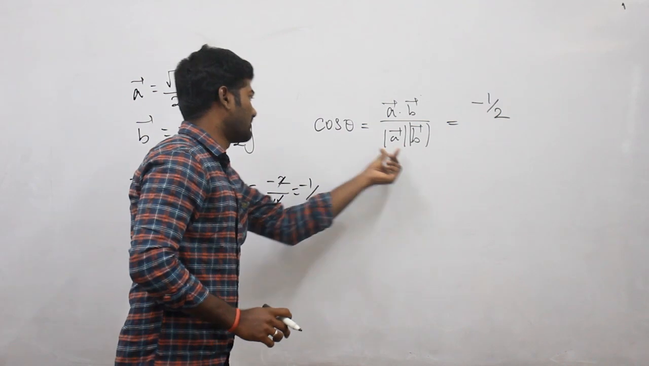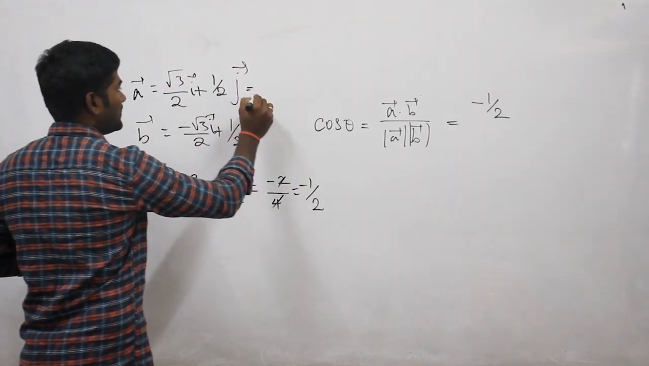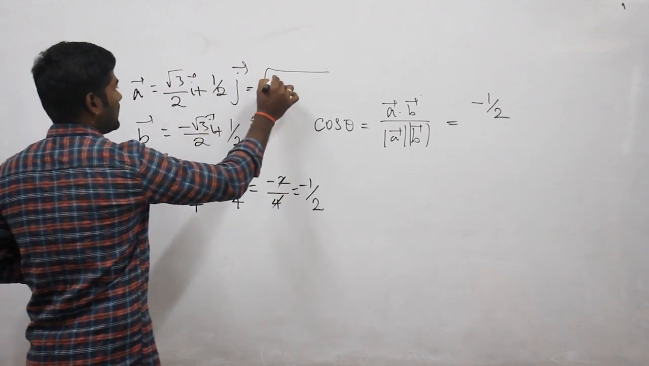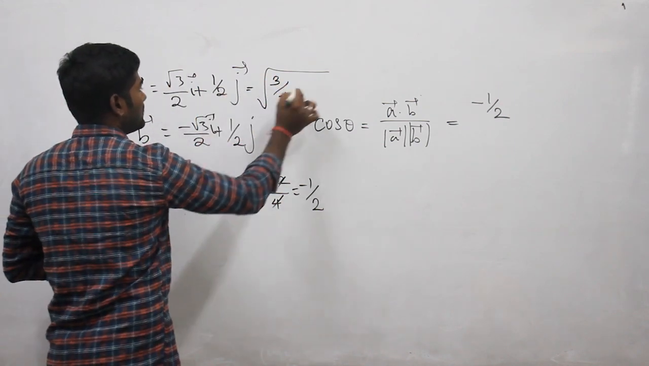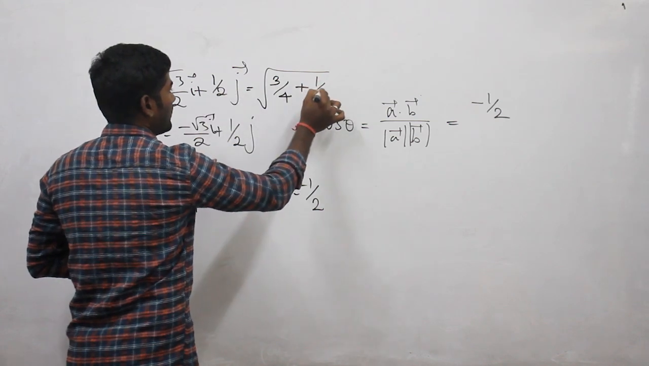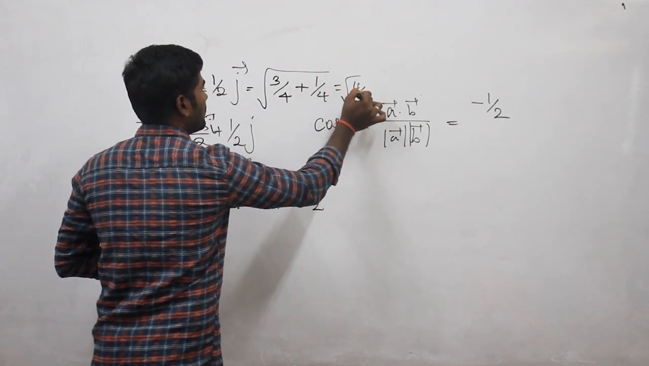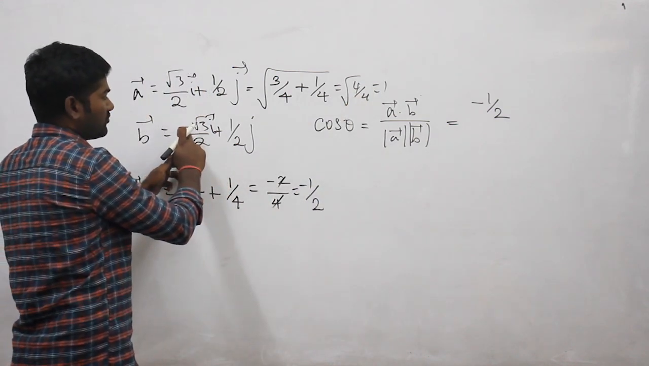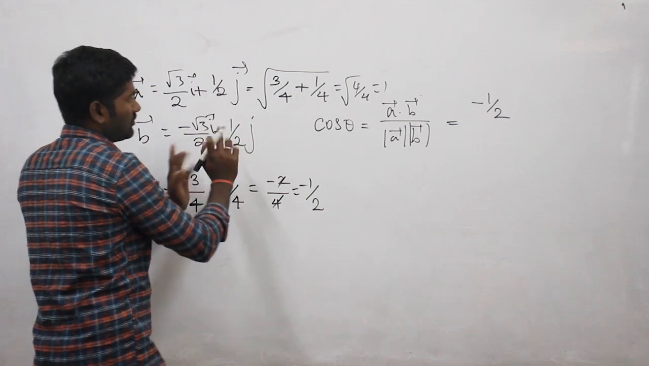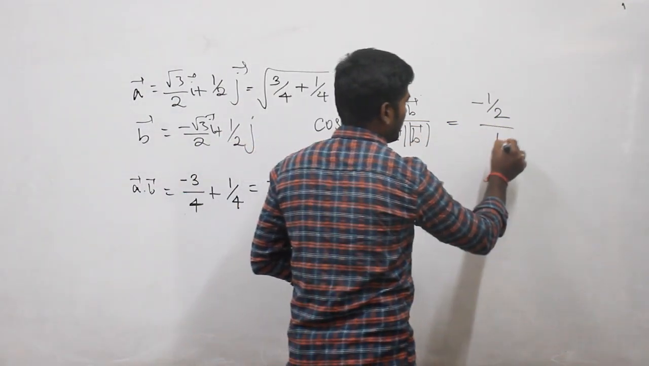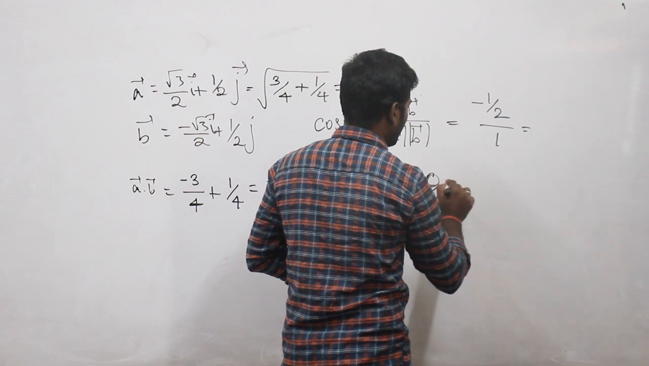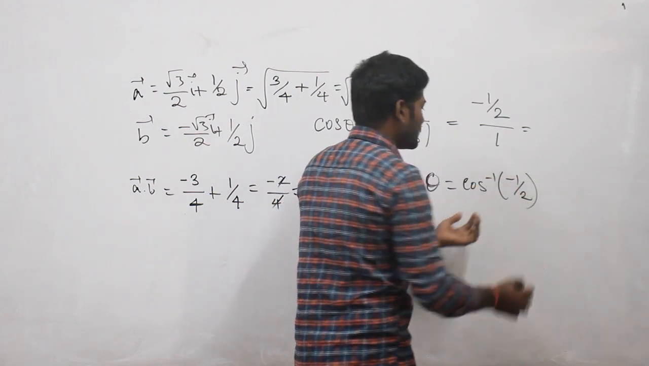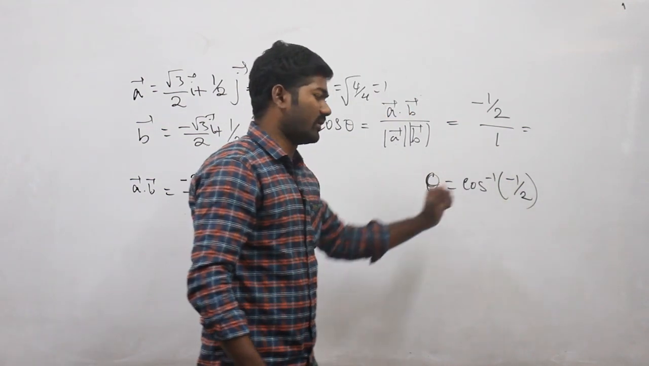Next, modulus of A vector. Modulus means root of the coefficient of i vector squared, so 3 by 4, plus the coefficient squared, 1 by 4. So again 4 by 4, answer is 1. Here also, if you see, only the minus sign is there; if you take the square it will become plus, so the same answer will come, 1 into 1 equal to 1. So cos theta equal to cos inverse of 1 by 2. So we have to see for which theta cos theta will be minus 1 by 2.